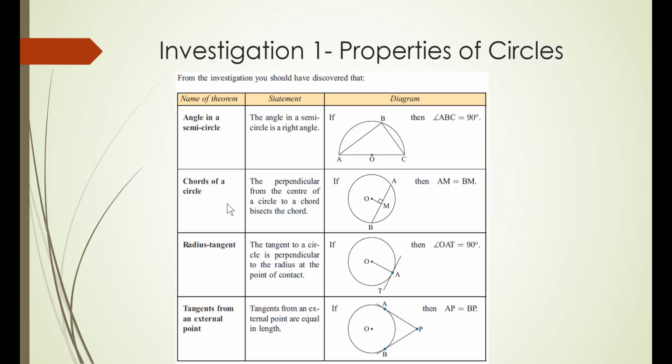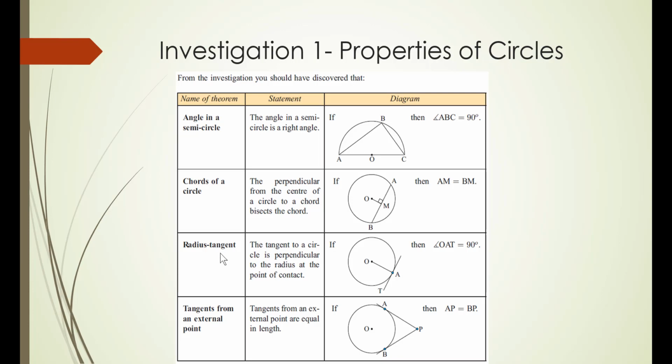The second theorem is chords of a circle. The perpendicular from the center of a circle to a chord bisects the chord. If we have a chord like this one here, AB, and we connect the center of the circle to line AB perpendicularly, at 90 degrees, this line will bisect the chord. So the length of AM will be equal to BM.